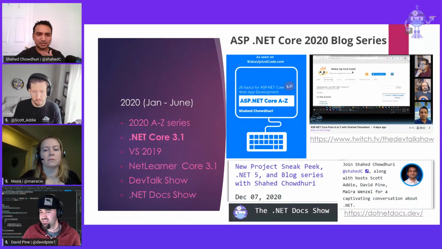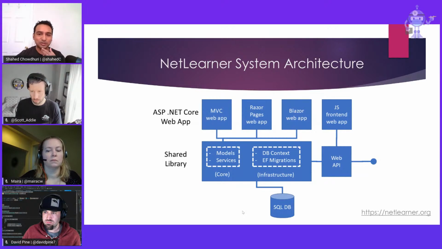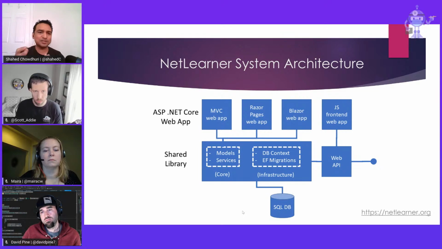What I wanted to do is focus on this one NetLearner project. NetLearner itself is available on GitHub, under Shahed C NetLearner app, as you can see here, and it is deployed live on Azure under netlearner.org. But what's most interesting, I hope others will find as well, is the way I've designed this project. Some of you may have noticed the various ways people are recommended to create ASP.NET Core apps. They're asked to share libraries or not share libraries, separate stuff out, their models and services, and so on.